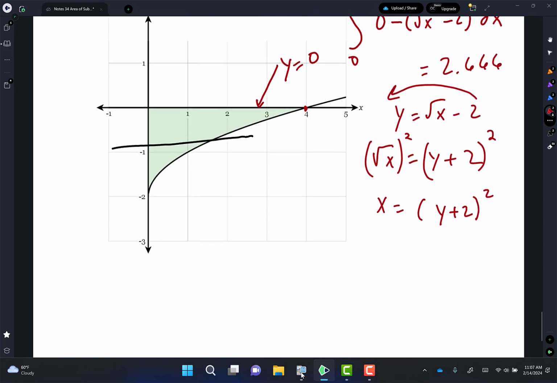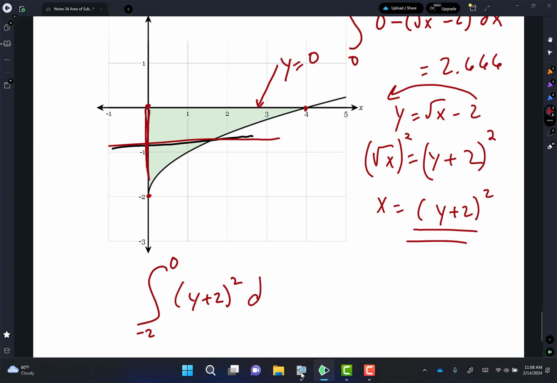You guys ready? Okay. I'm going to integrate. What's my lower limit? -2. What's my upper limit? Good job, guys. It's like you guys are already pros. What's on top? No. Right minus left. Y plus 2 squared minus, and then what's on bottom? It's this line here, so it's just 0, so you don't even need it. And then with a dy.